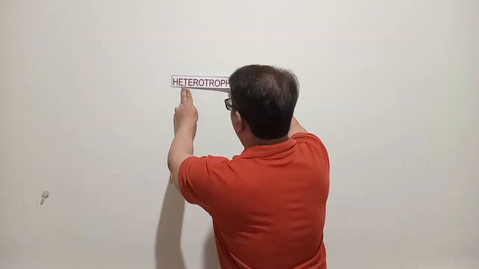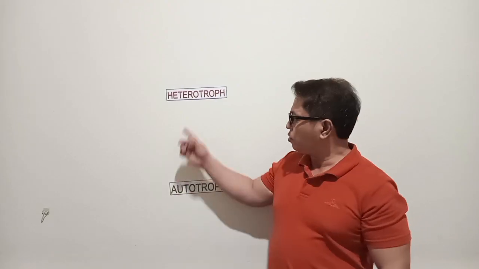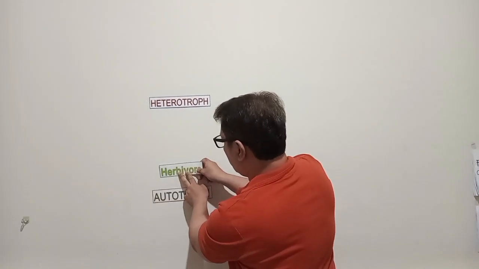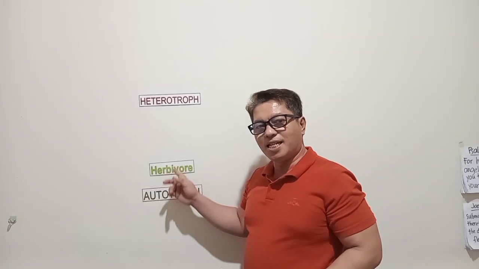The next one is the heterotroph. So heterotrophs, let's put it here, at the top. Heterotrophs are divided into four subclasses. The first one are the herbivores. What did I say? Herbivores. So let's put the herbivores here, closer to the autotrophs. So what are the herbivores? They are the plant-eating animals.